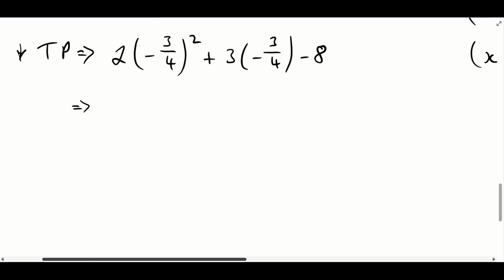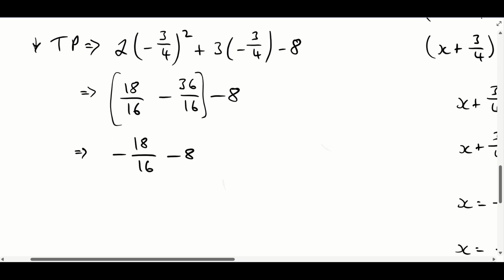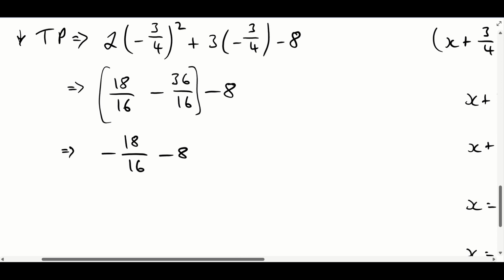So what do we get here? We get 3 over 4 squared is 9 over 16, multiplied by 2 is 18 over 16. Here we get minus 9 over 4, minus 8. Now, instead of 9 over 4, let's write that as 36 over 16. And now we can take care of this part to be negative 18 over 16. And now we've just got to subtract 8. Well, 16 lots of 8, we can calculate that. So we get 48 and 12. So we end up with 128.